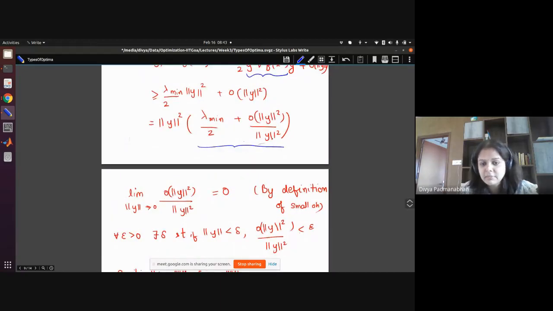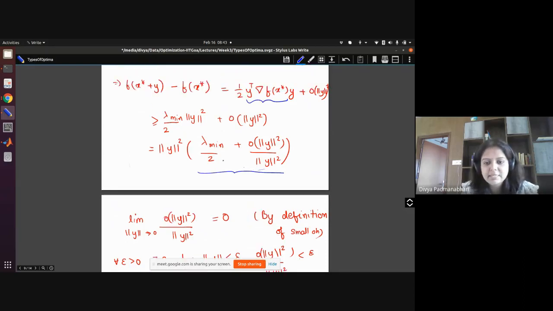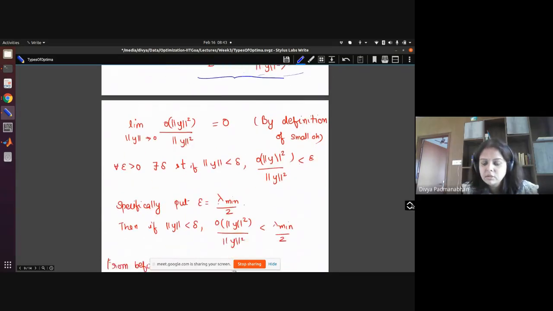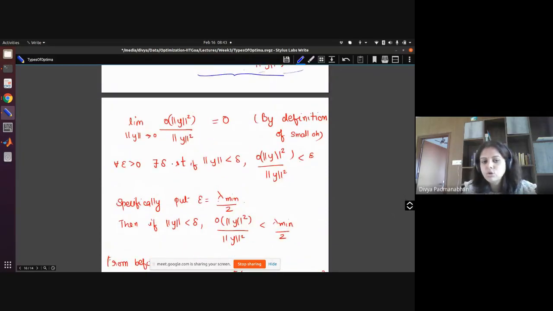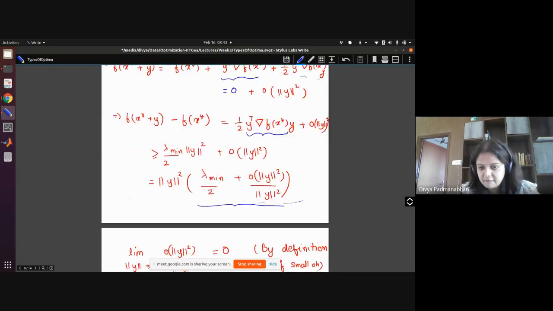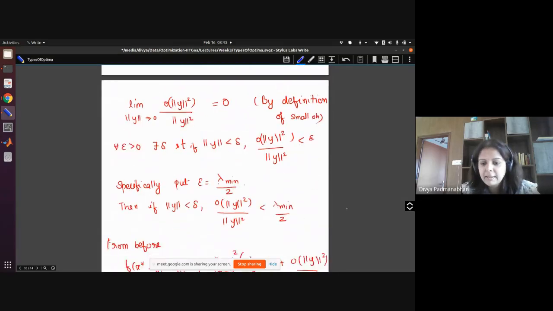Now this is just about some technicalities, where you say that this term is much smaller than lambda min by 2. The reason is, if this is always a positive quantity, it's fine. But if it becomes negative, then you want to show that it is less than lambda min by 2, so that this whole thing is greater than 0. This small o notation holds for every epsilon, so in particular you can put epsilon as lambda min by 2. Then this term is dominated by lambda min by 2 for all y within delta. So that completes the proof.